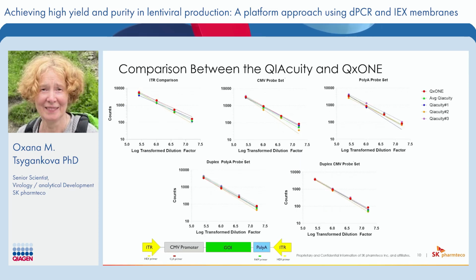This slide presents an analysis of viral titer in SKPT HEK293 4G9 cells, employing both dPCR and ddPCR. LV titer was analyzed using 5 different probe sets, and each set was run 3 times on QIAcuity and once on QX1. As we can see, the results obtained on both instruments are very similar.